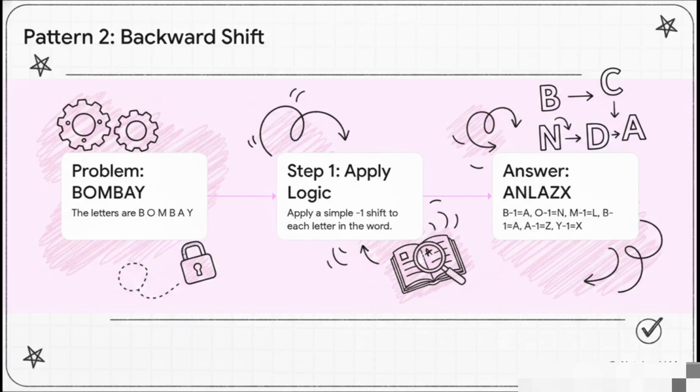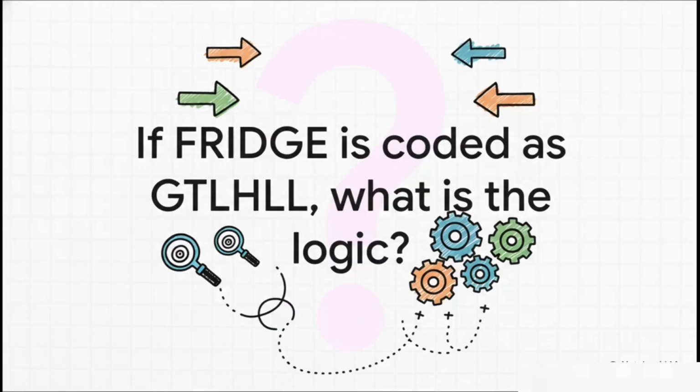B would become A, C would become B, and if you have an A, it just loops right back around to Z. It's a simple, consistent -1 shift all the way through. Once you spot that, it becomes really easy. All right, your turn.